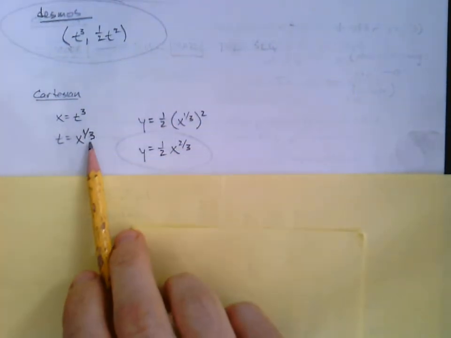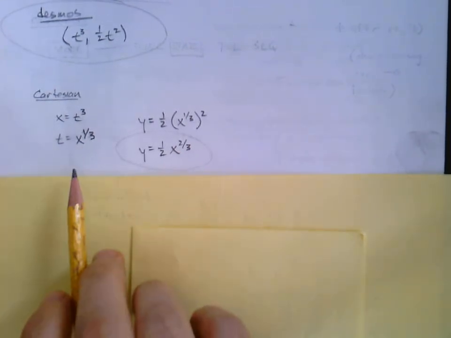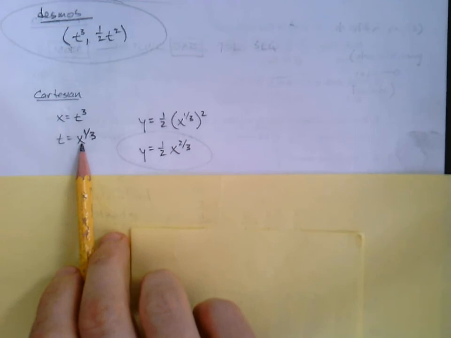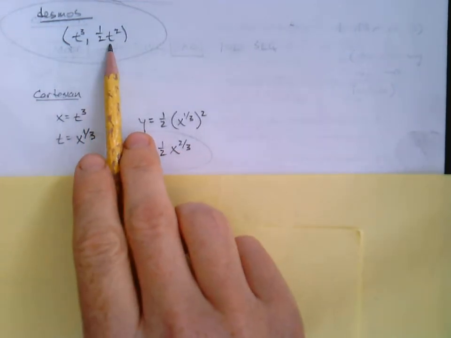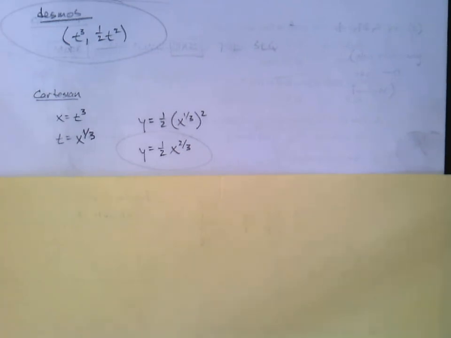So it's similar to the example with the tank, not identical. I take the x, I plug it in for t there, simplify, boom. It's like the reverse of that previous example. There's the Cartesian equation, the way we're used to seeing it. y equals 1/2 x to the 2/3.